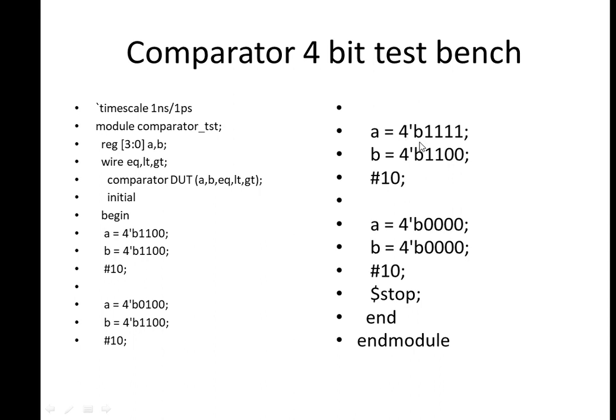Okay, so this you can give random also. A equal to dollar random, B random, and you will see, depending on the values of A and B, it will be there. So this is the test bench for the 4-bit comparator.